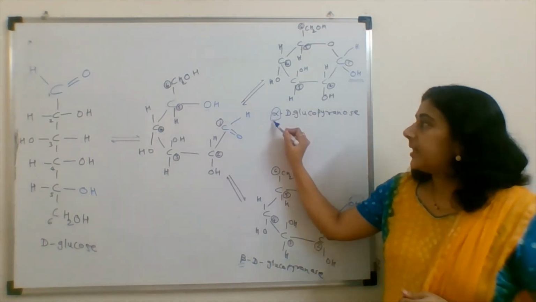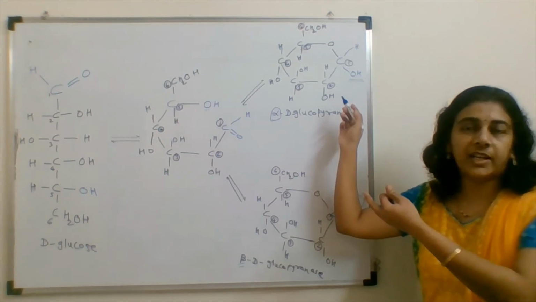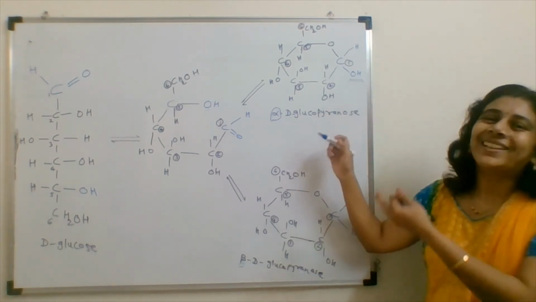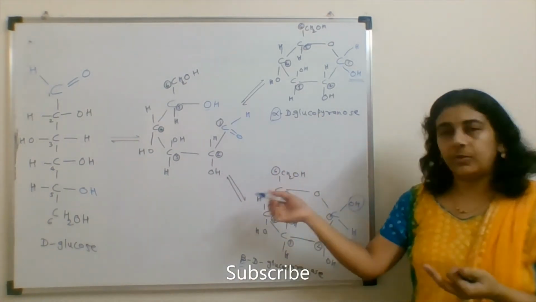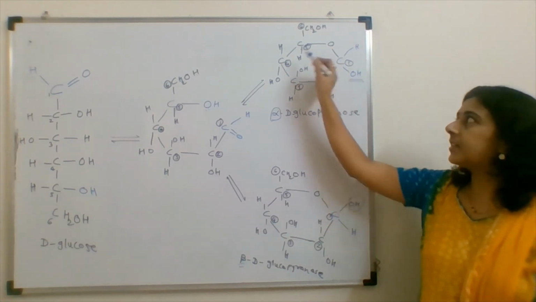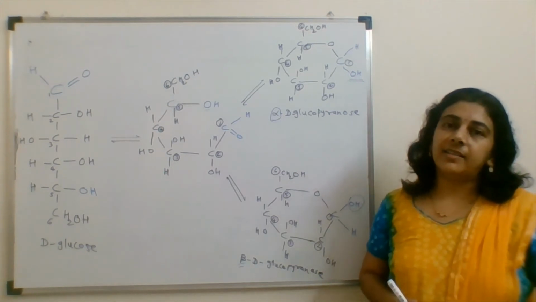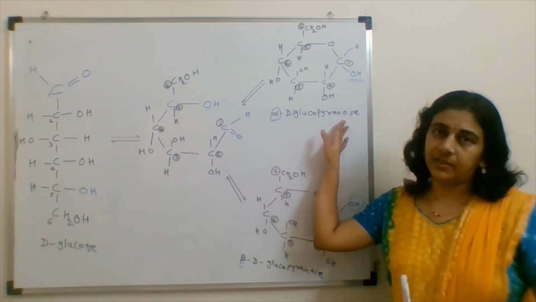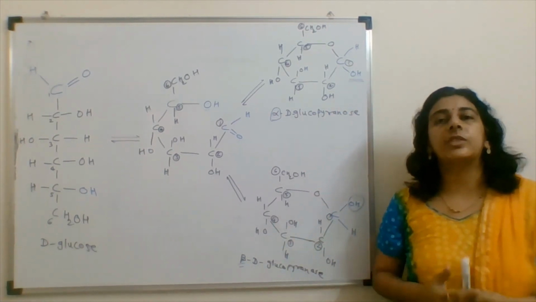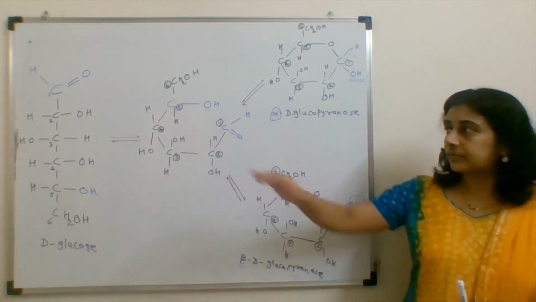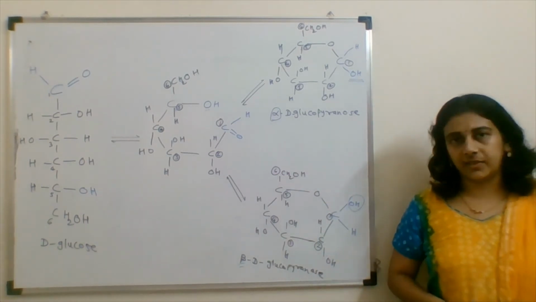Now, what is the name? Alpha D glucopyranose. Alpha we have just understood. Then D is taken from here. Gluco is glucose, the structure of glucose, and it is this 6 membered ring. This type of ring is known as a pyranose ring. Hence glucopyranose. So in this way, alpha and beta forms are the two stereoisomers formed due to the formation of the cyclic structure of glucose from its linear or straight chain structure.